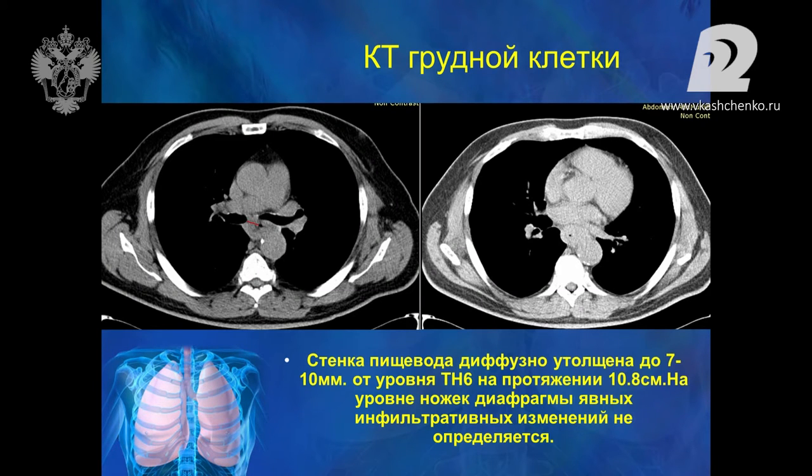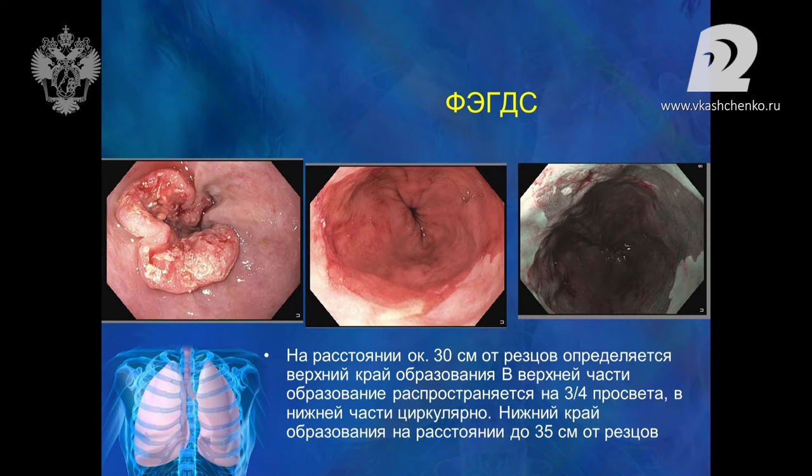On CT, we can see thickening of the esophageal wall for 10 centimeters starting from the thoracic area. But in the area of the crus of the diaphragm there are no infiltrations, so we can see that this is cancer of the thoracic area of the esophagus, 30 centimeters.